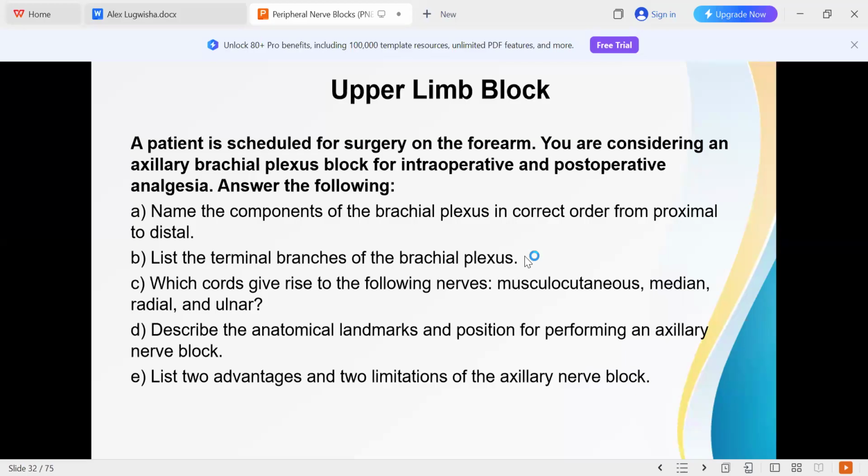Now the question: which cords give rise to the following nerves? Now, describe the anatomical landmarks and position for performing an axillary nerve block. Anybody? Joseph, are you trying to say something? How will you perform an axillary nerve block? Anyone? What are the anatomical landmarks?